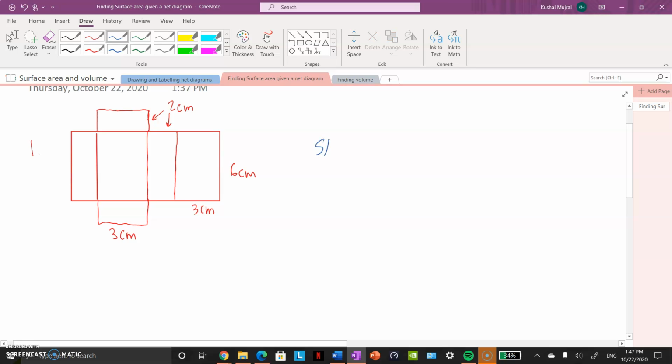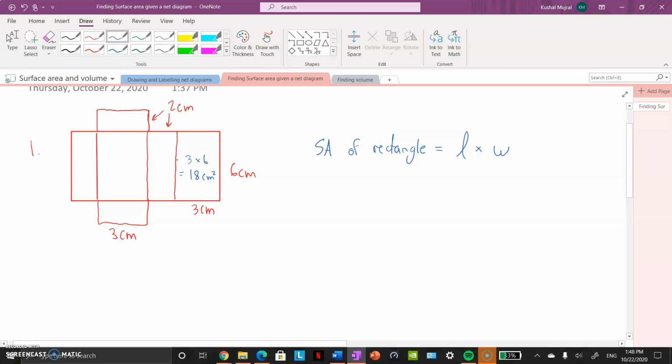So, the surface area of a rectangle is length times width. Okay, let me rewrite that. Equals length times width. So for here, there's a length of 3 and a width of 6. So 3 times 6 equals 18 cm squared, because surface area is in cm squared.